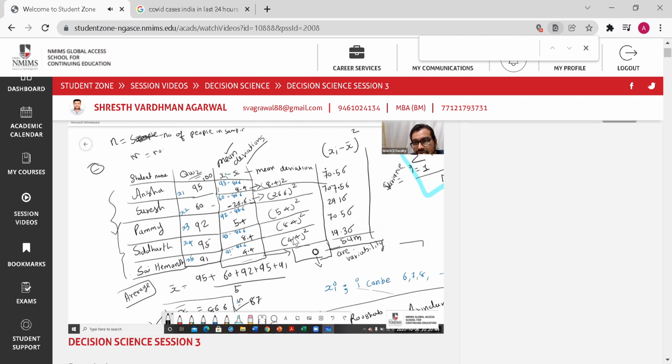In mathematics, the square of i equals -1. It's a complex number equation. That's why we are not taking it into consideration.